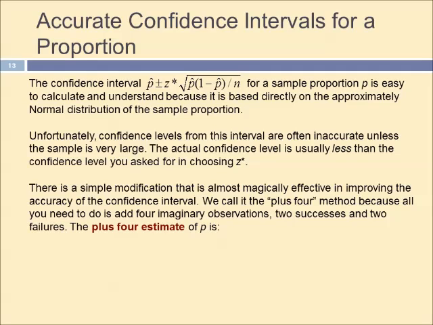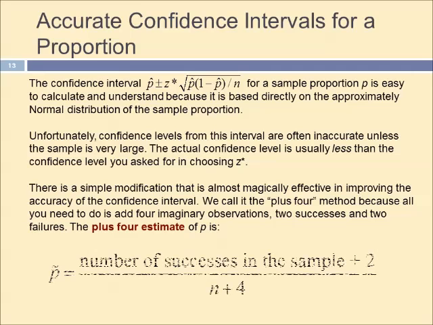It's called the +4 method, and all we need to do is add 4 imaginary observations, 2 successes, and 2 failures. So the +4 estimate of p, and we need to give it a slightly different notation, so we'll call it p twiddle, with the little tilde on top. It's the number of successes in the sample plus 2 divided by the sample size plus 4.